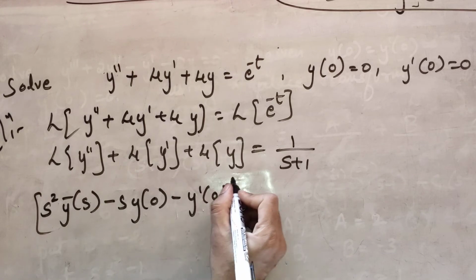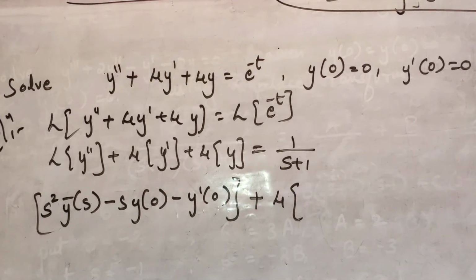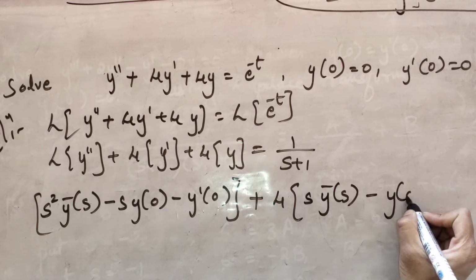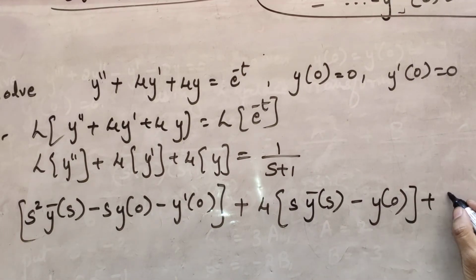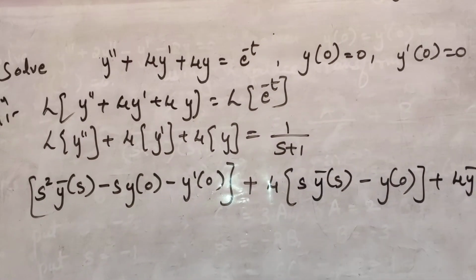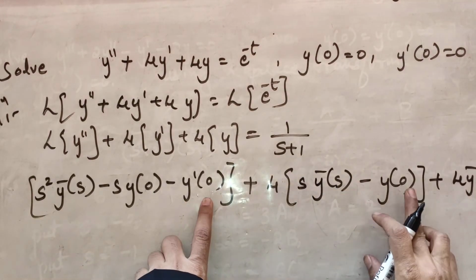This is the expansion for the first term, plus 4 times, 4 is outside, s into y bar of s minus y of 0, plus 4 times y bar of s is equal to 1 divided by s plus 1. Now just substitute the values for y dash of 0 and y of 0. This is 0, this is 0, even this is 0.